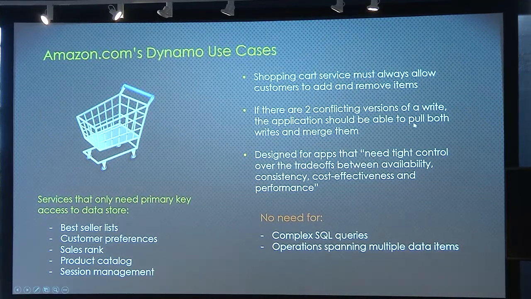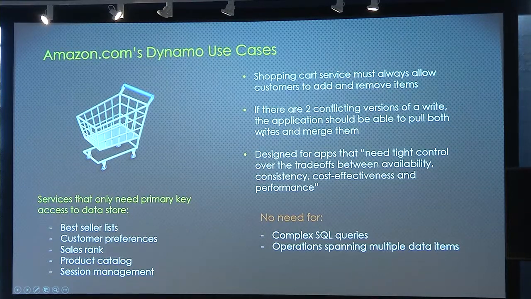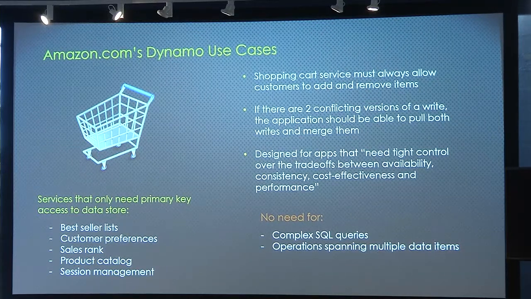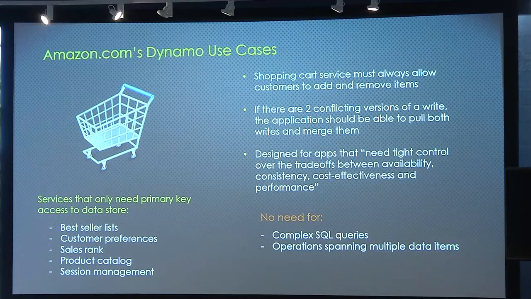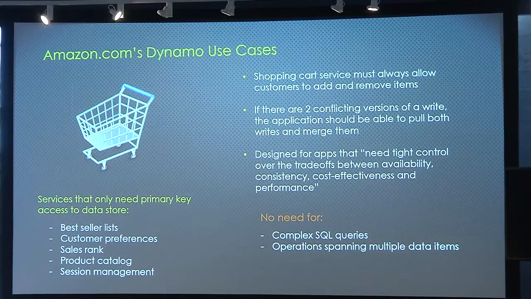If there's two conflicting versions of a write, then Amazon wanted this Dynamo database to be able to pull both conflicting versions. So if somebody logged into the website from their browser on their computer and added something to their shopping cart, and then logged in from their iPad and added something else to the shopping cart, perhaps there are conflicting things in their shopping cart because they're logged into both. Then when you go to the checkout, Dynamo will read both conflicting versions of the items, merge them together, and give that back to you.